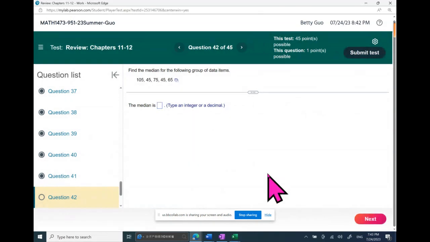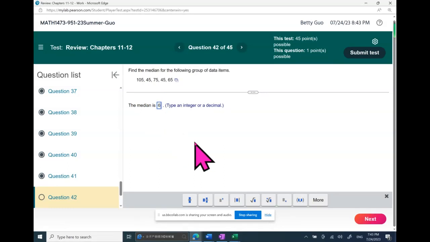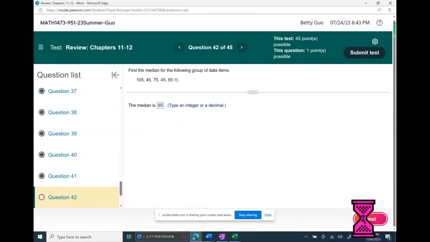Next, question 42. Find the median again. Okay. You know, I can quickly get it done, this one. 65. Why is it 65? How many numbers do we have in total? 5 numbers in total, right? So we're going to remove the two smallest and remove the two largest. And you know 65 is right in the middle. And that's how I know.